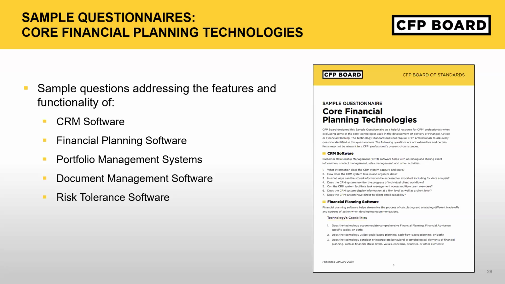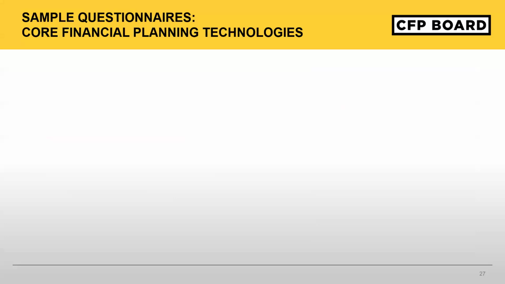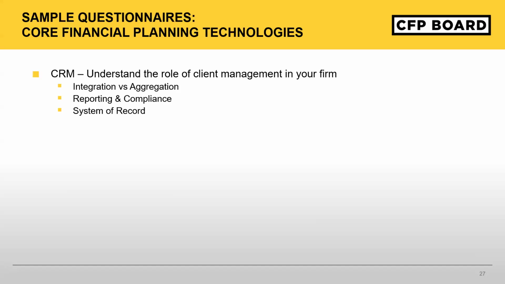The core financial planning technologies, as we take a look at them on the next slide in a little bit more detail: you can see that CRM, financial planning, portfolio management, document management, and risk tolerance, these five tools have historically ranked high in the category of most valuable technology in surveys such as the T3 report. In fact, typically over the past few years, CRM, financial planning, and portfolio management rank as 1, 2, and 3, respectively.